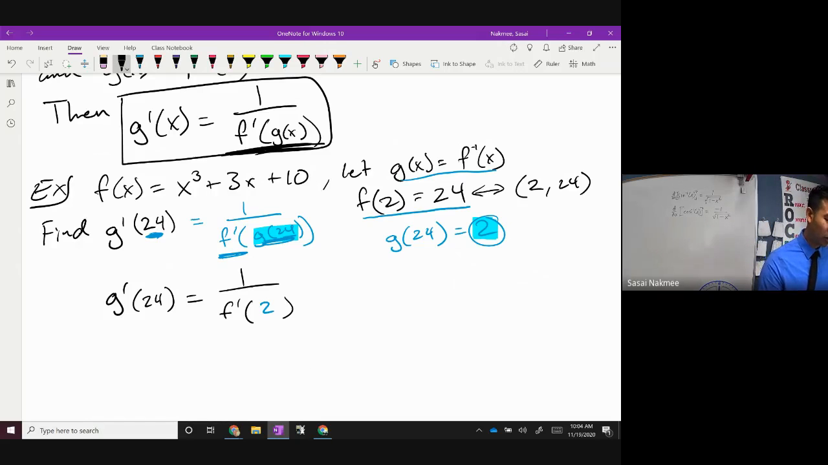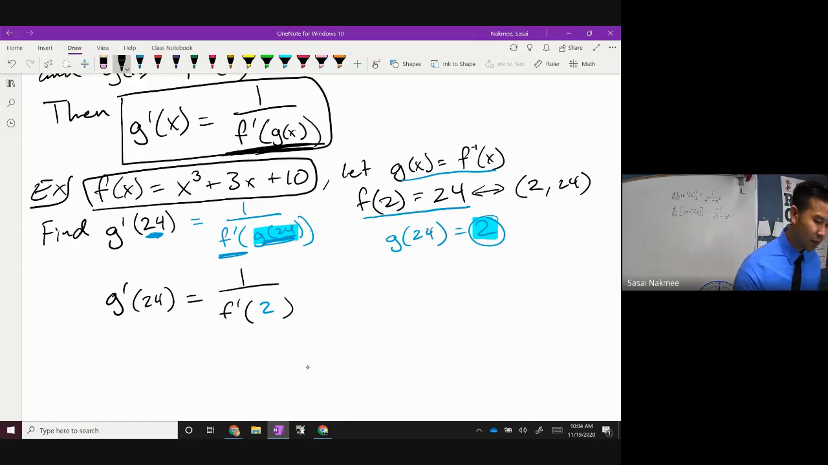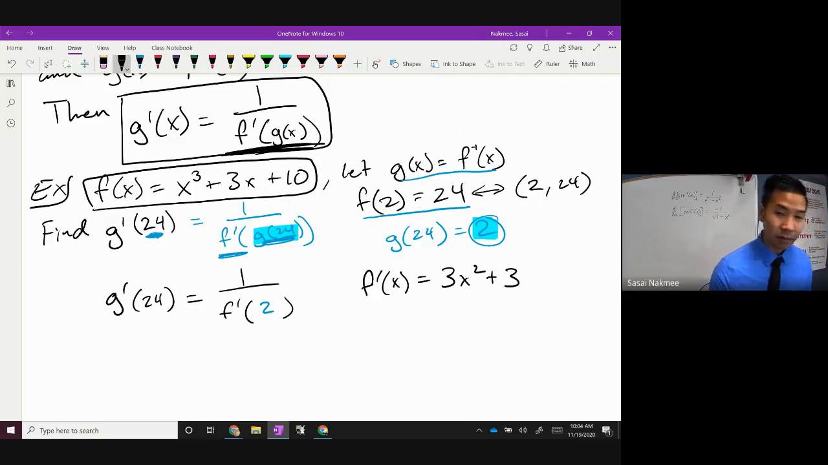Well, how do I find the original function's derivative? It's what we've been doing for this entire chapter, right? The derivative of f of x is simply equal to 3x squared plus 3. Are you guys following along? Right? So if I'm looking just for the derivative of f of x evaluated at 2, I just plug 2 into the derivative.